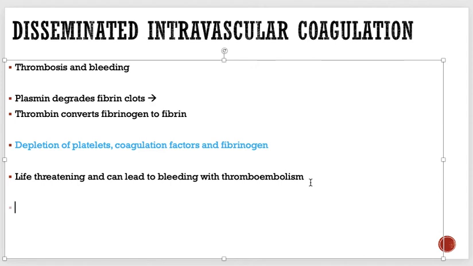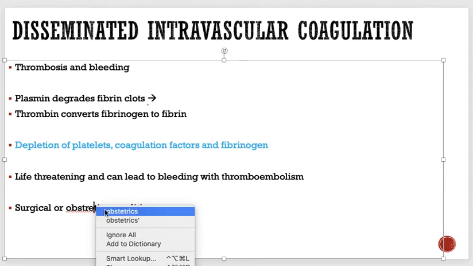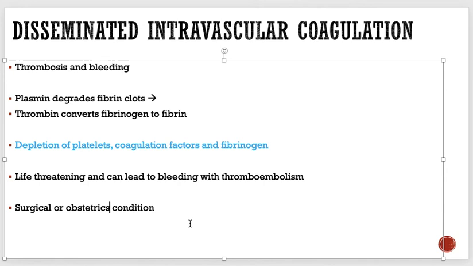So why do these conditions occur? Basically due to many surgical or obstetric conditions. That's why I told you it is a very important topic in gyne ops, very important. Basically what happens in surgery or in many obstetrical cases is that there is endothelial damage and release of many inflammatory cytokines, and due to that both cascades can be activated.